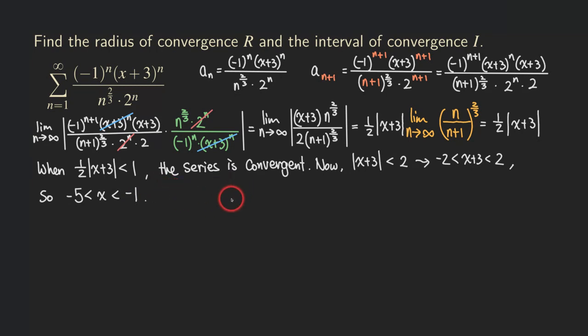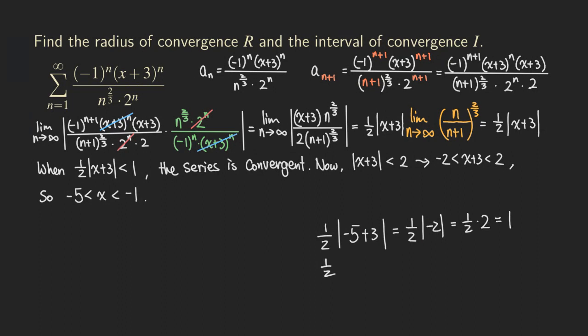And the problem is this: we have no information about what happens when x is equal to negative 5 and when x is equal to negative 1. Let's go back to this limit and see what happens. When x is equal to negative 5, we have 1/2 times the absolute value of negative 5 plus 3, which is negative 2. When we take the absolute value, we get positive 2. So it's 1/2 times 2, and we get 1.